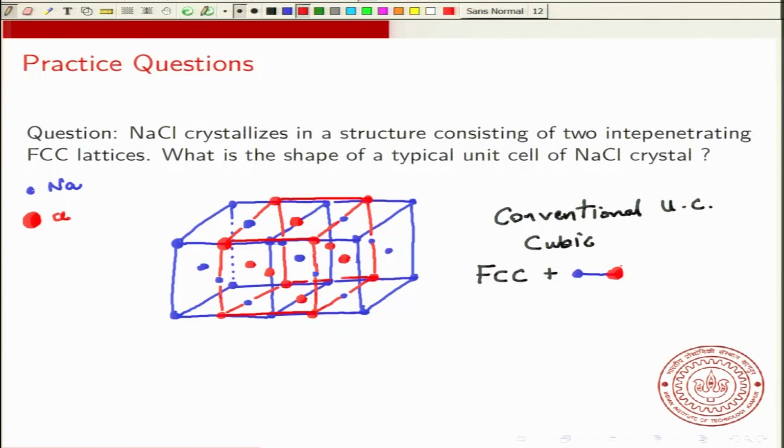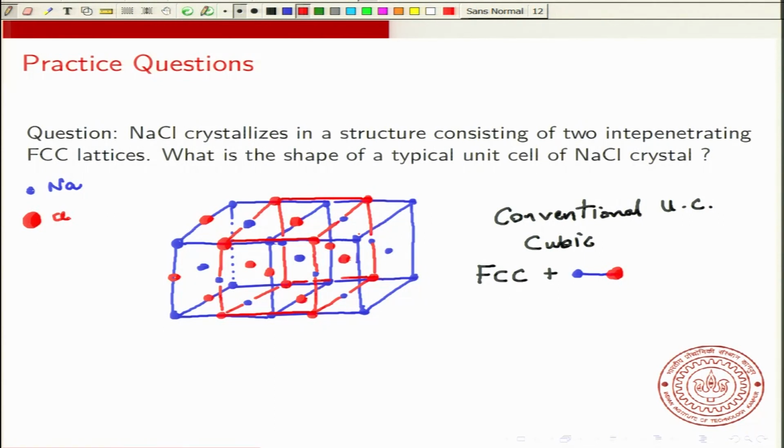I should also mention that there will be a chloride here, and so on. So at each edge center there will be a chloride. Essentially along any direction you will see an alternation of sodium, chloride, sodium, chloride, and so on. So this FCC with this 2 atom basis will actually generate the crystal.